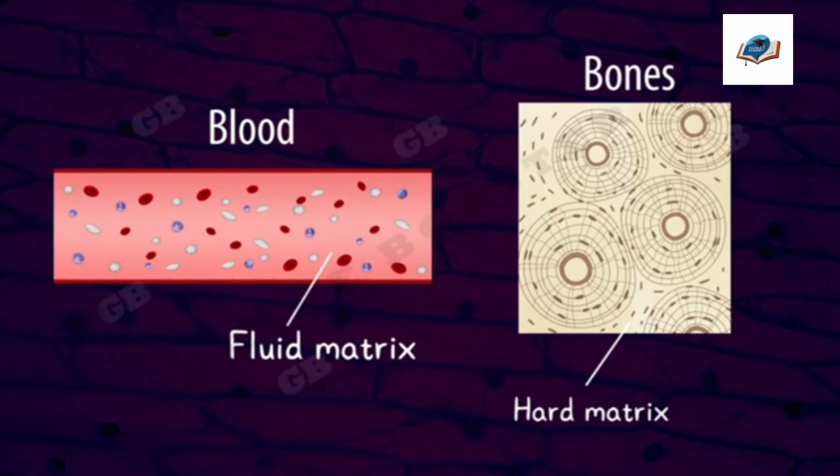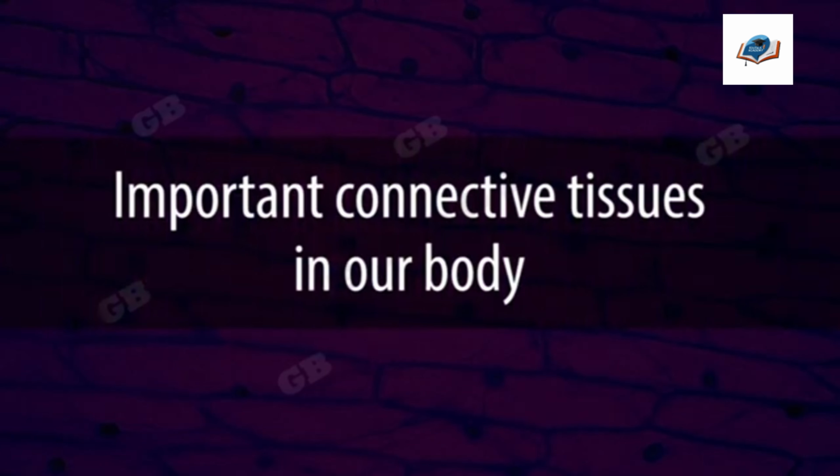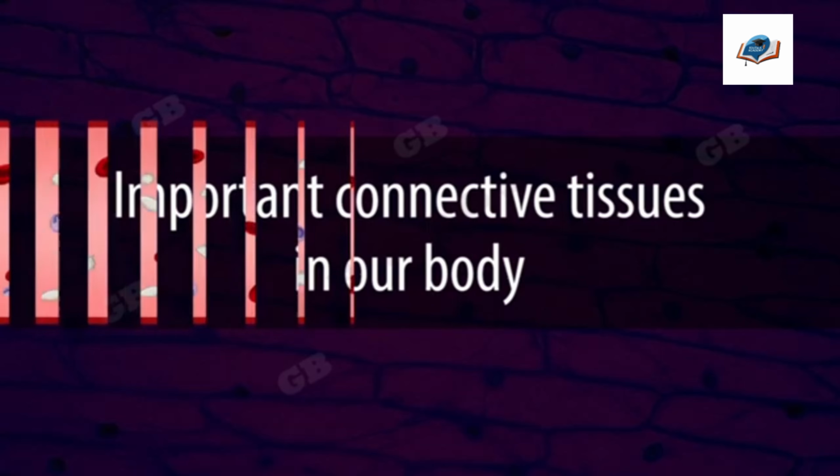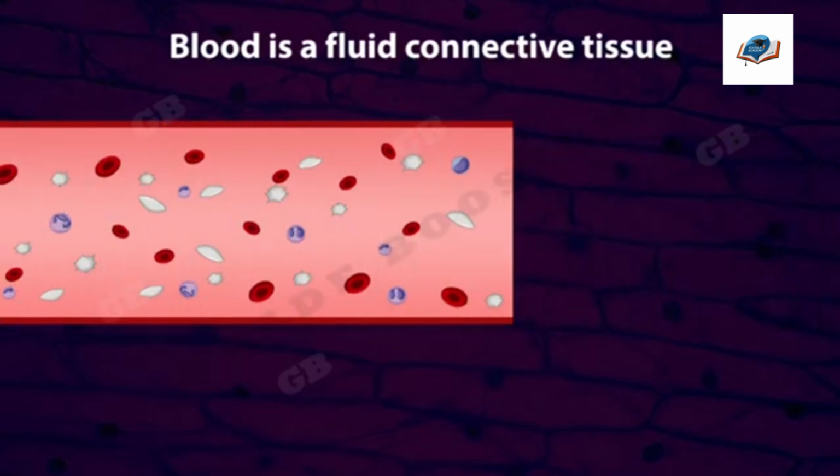Blood has a matrix that is fluid. Bone has a hard matrix composed of calcium and phosphorus compounds. Types of connective tissue. Blood. Blood is a fluid connective tissue. Blood has different types of cells: red blood cells, white blood cells, and platelets.